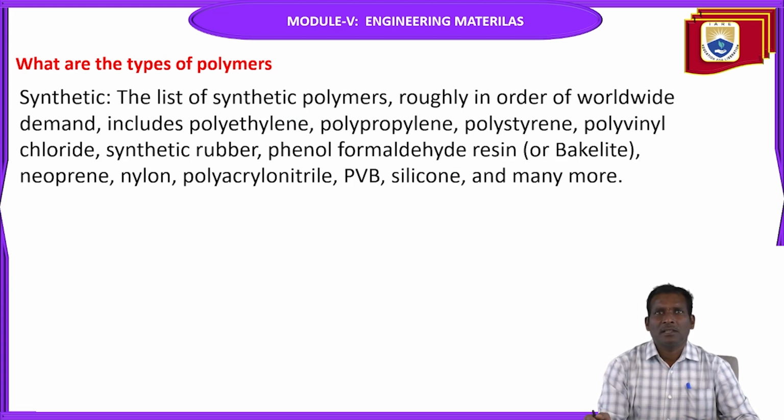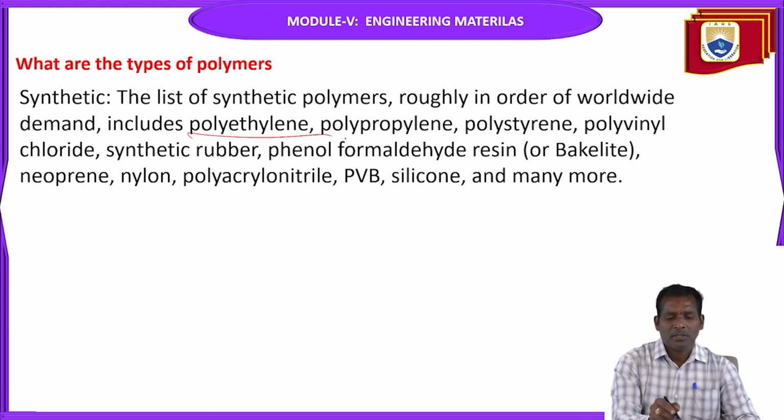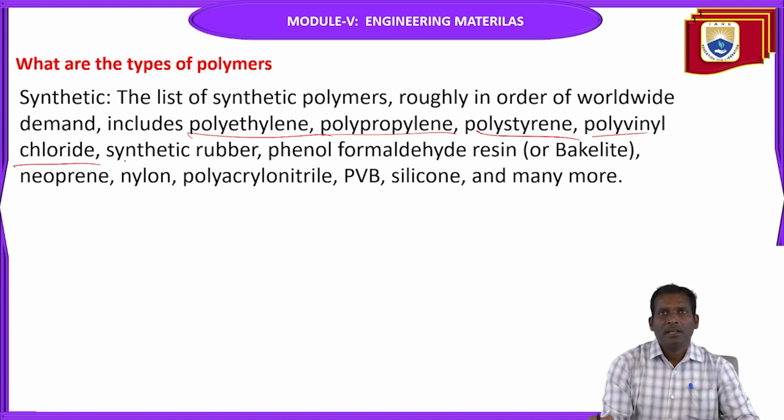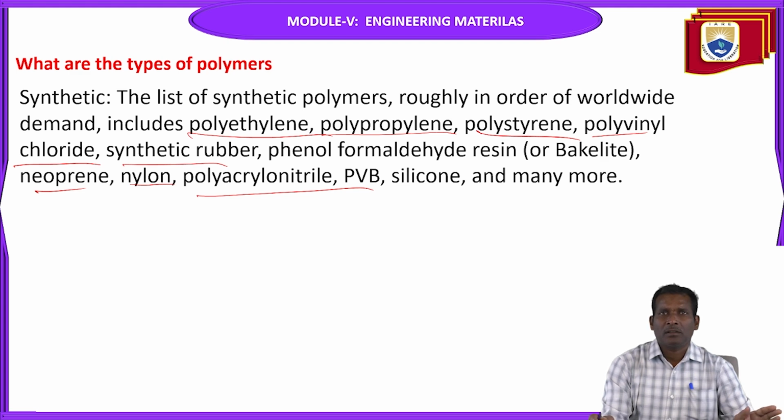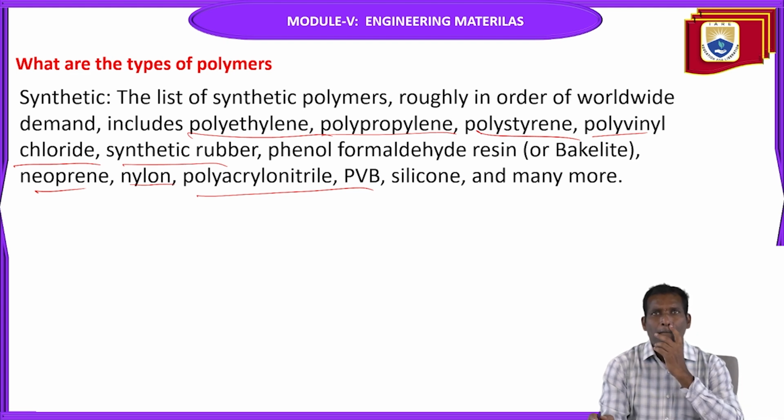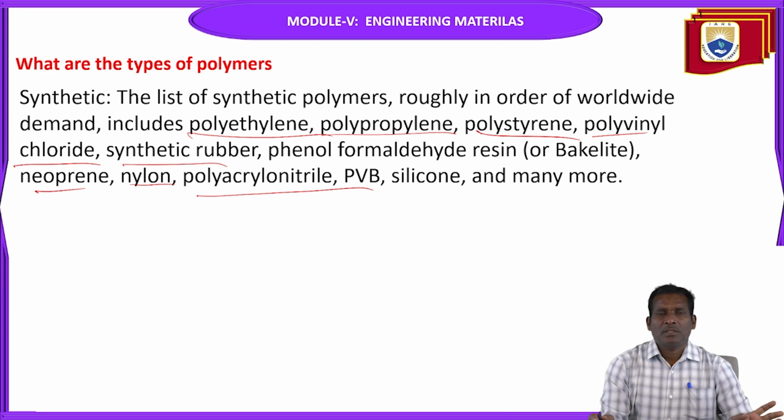The synthetic polymers, listed roughly in order of worldwide demand, include polyethylene, polypropylene, polystyrene, polyvinyl chloride, synthetic rubber, phenol formaldehyde resin, that is bakelite, neoprene, nylon, polyacrylamide, PVB, silicon, and many more. So these are the types of polymers.